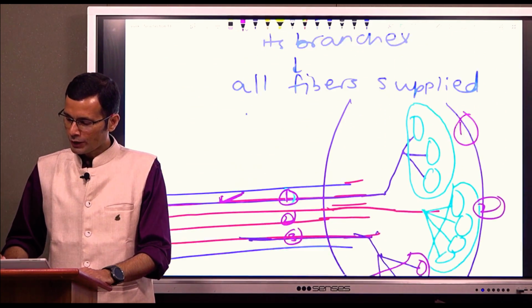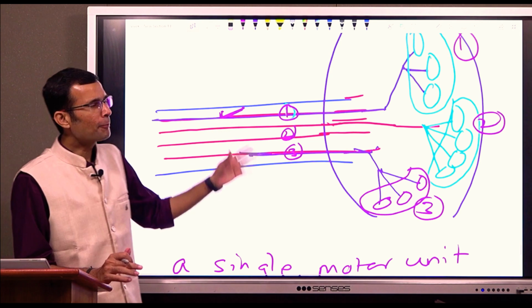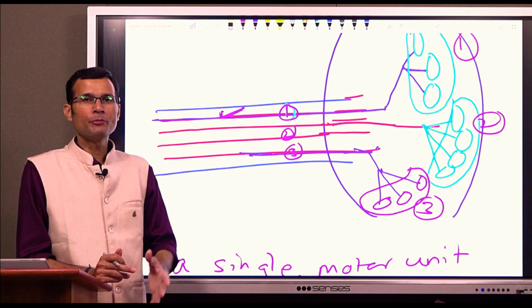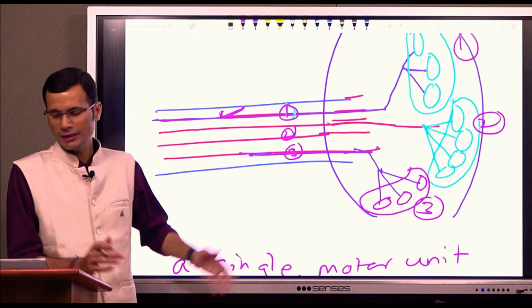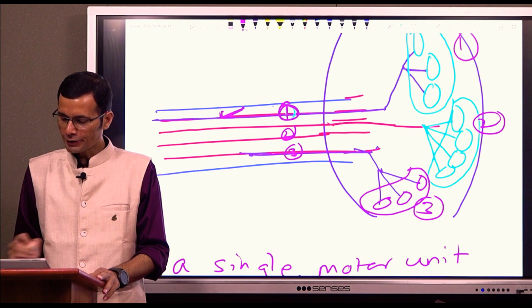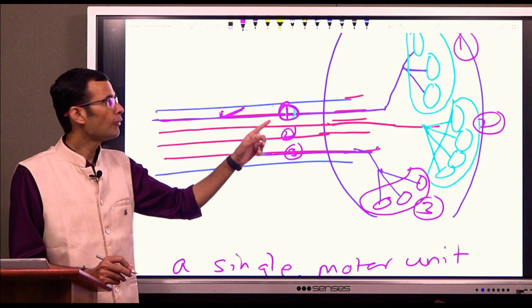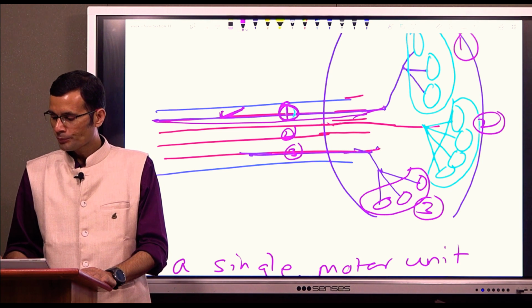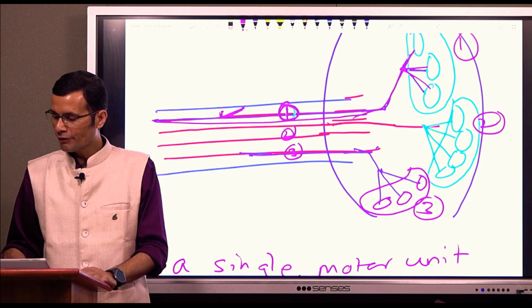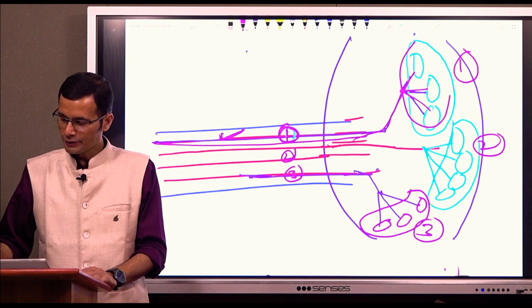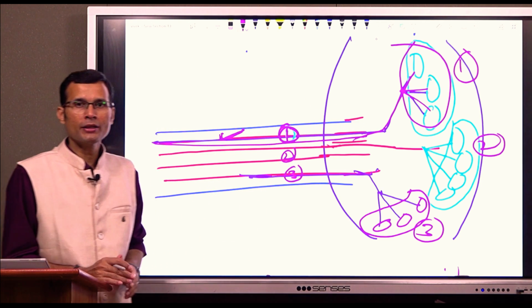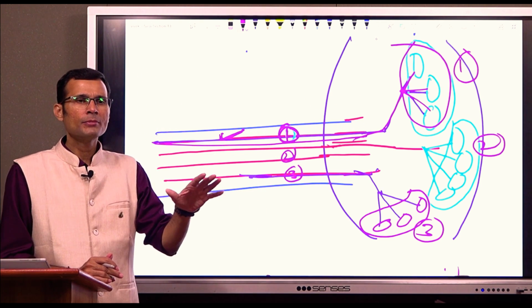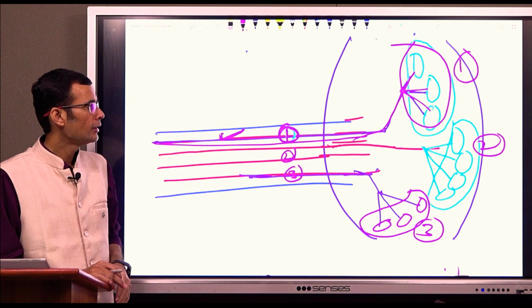So, if I apply a weak stimulus and it just stimulates one motor unit, or rather one nerve fiber stimulated, so only these three fibers will be contracting. Those three fibers will be contracting, and a weak contraction of the muscle.